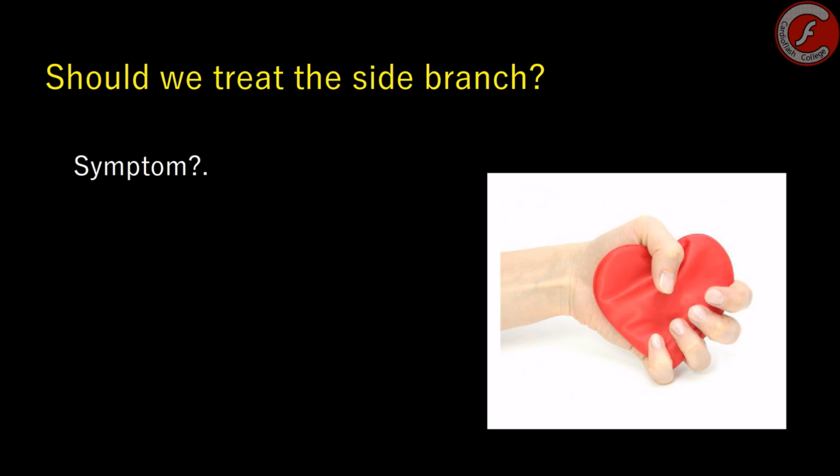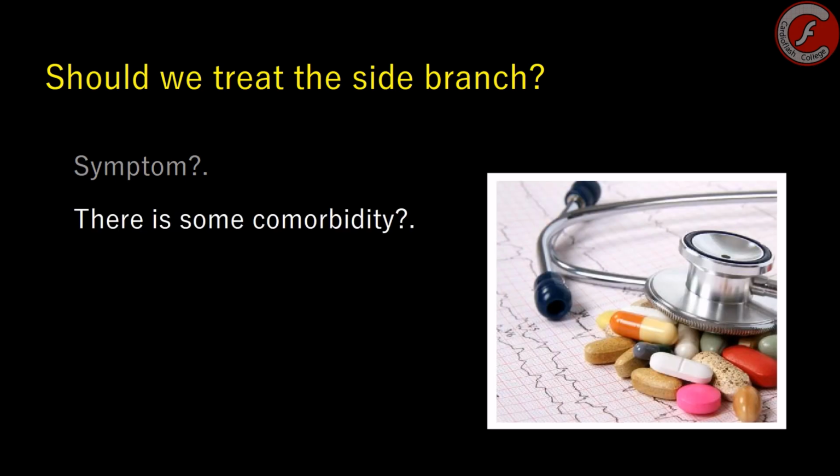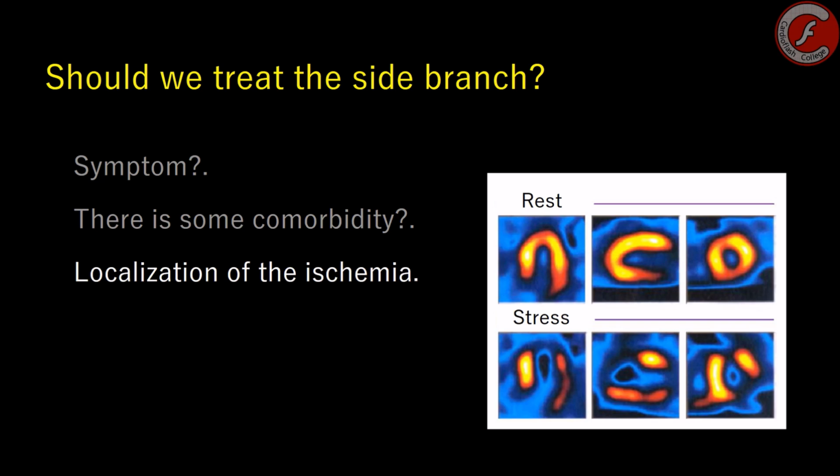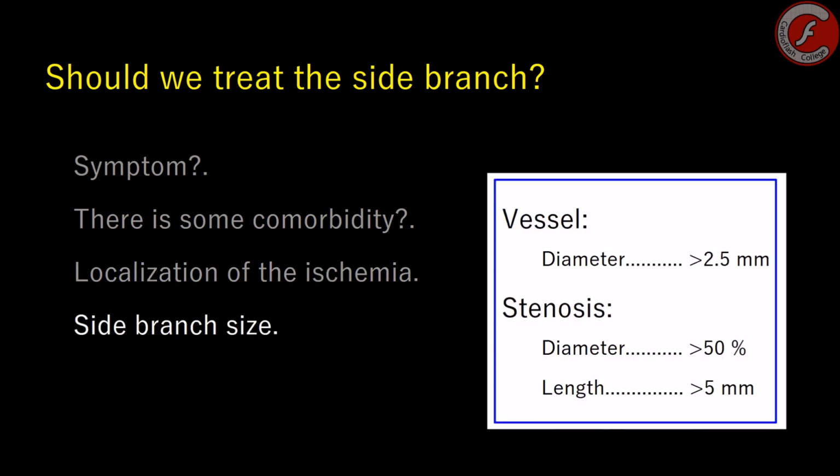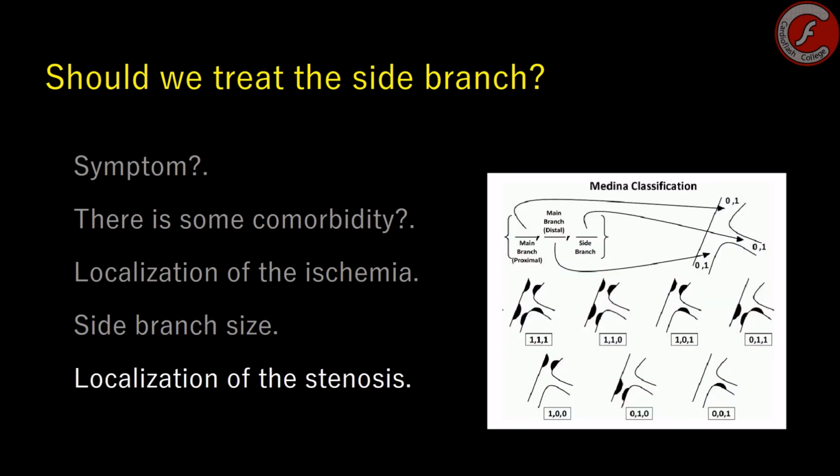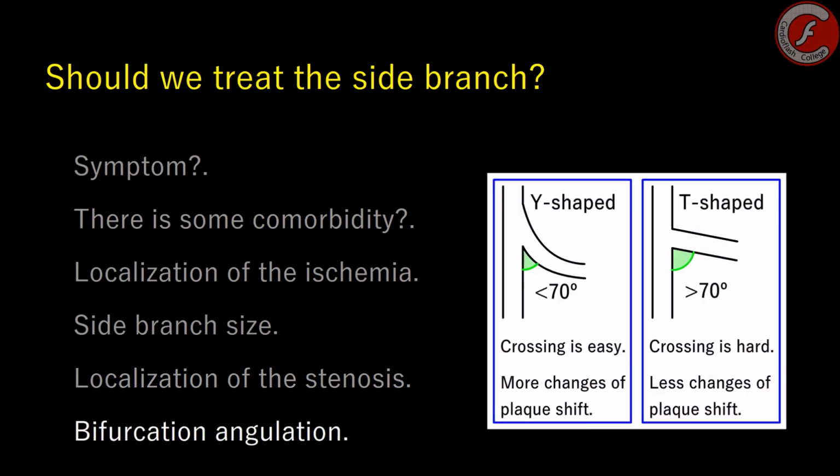Some of the factors that could be considered to solve this problem are symptoms, comorbidity, localization of ischemia, diameter and length of the side branch, localization of plaque, and the angle of bifurcation, and so on.